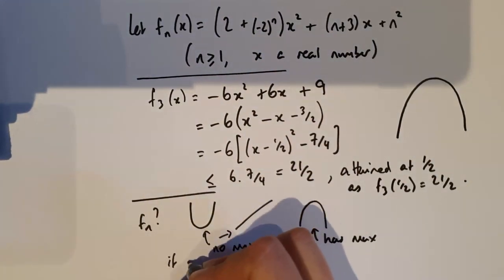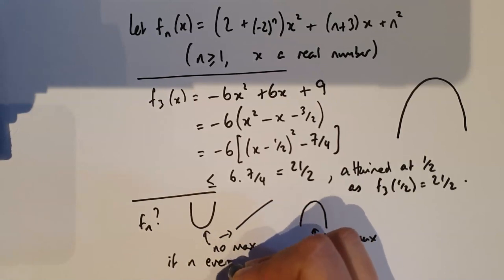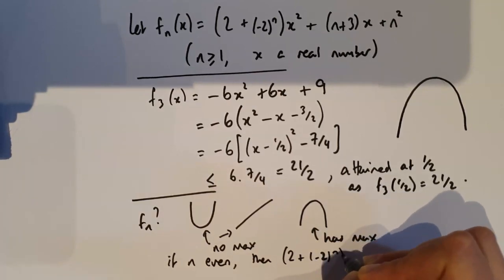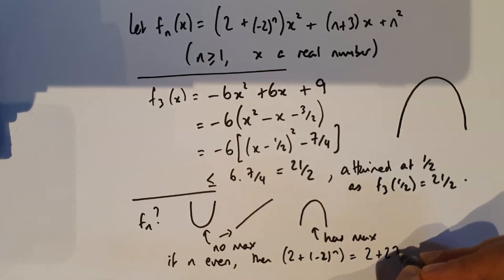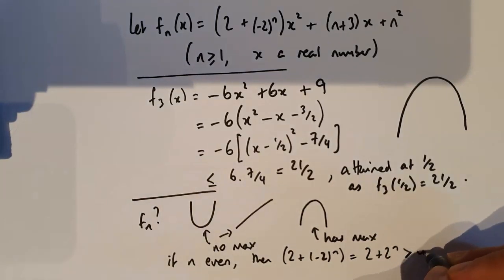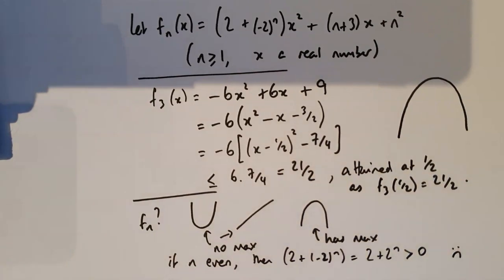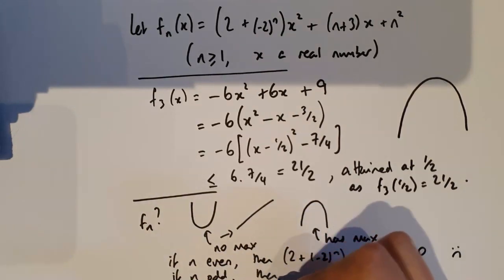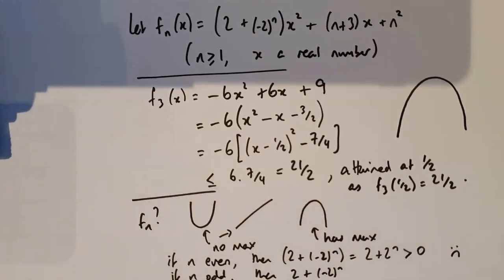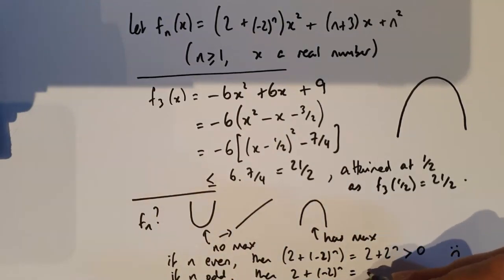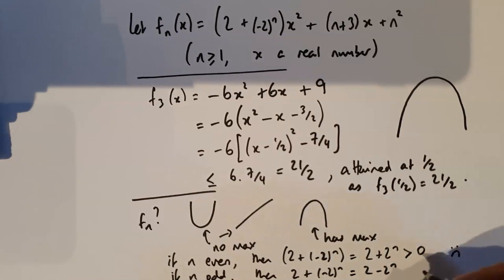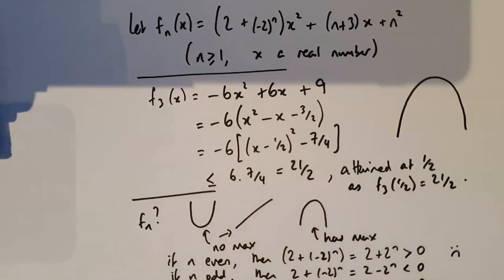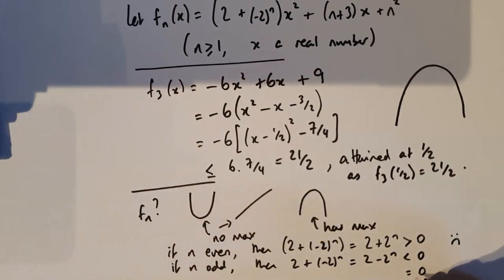And if n is even, then that coefficient of x squared, 2 plus minus 2 to the n, that's just equal to 2 plus 2 to the n, because n is even, and that's going to be greater than 0, and that's bad news, we don't have a maximum. Whereas if n is odd, then this coefficient of x squared, 2 plus minus 2 to the n, well, that's 2 minus 2 to the n, which most of the time is going to be less than 0, but could be equal to 0 in the case that n is equal to 1.